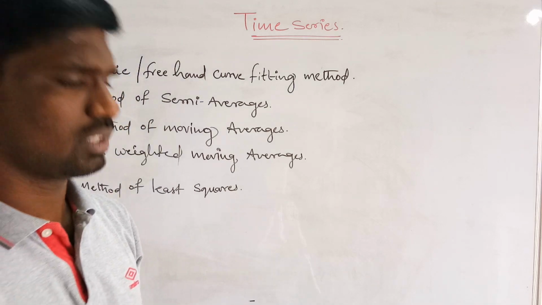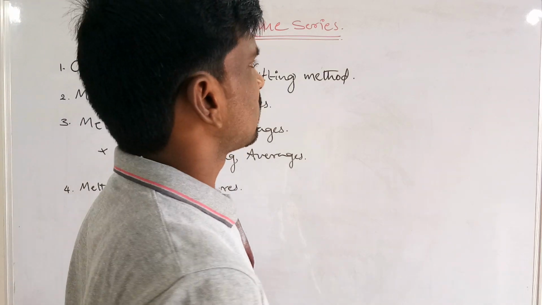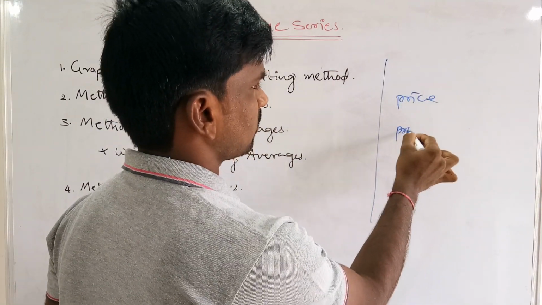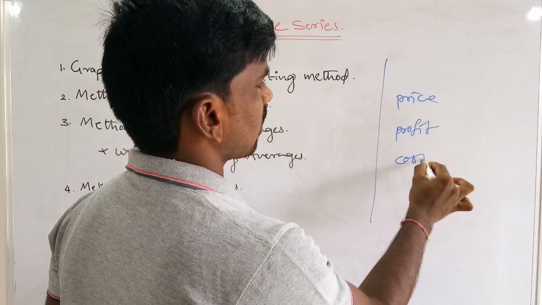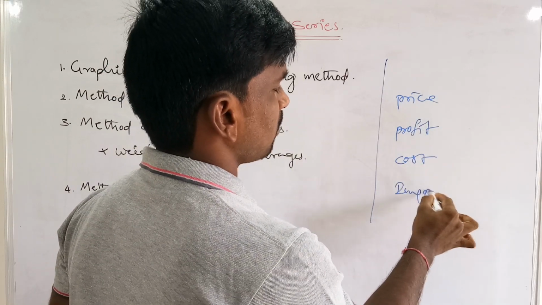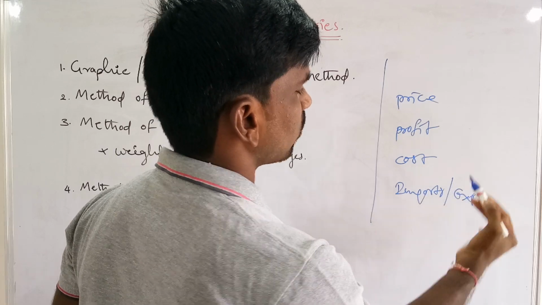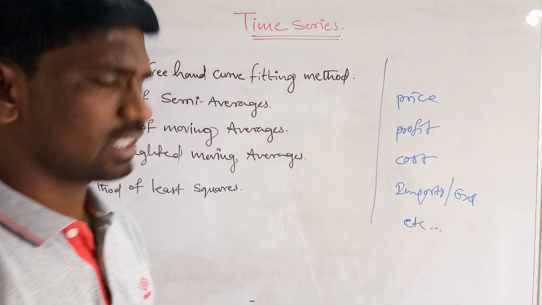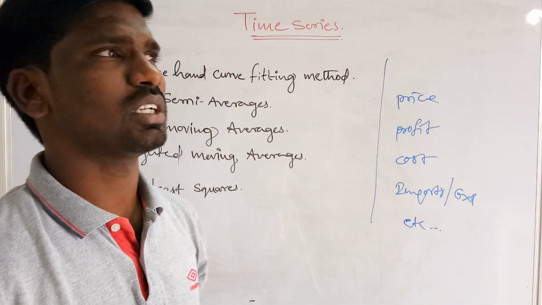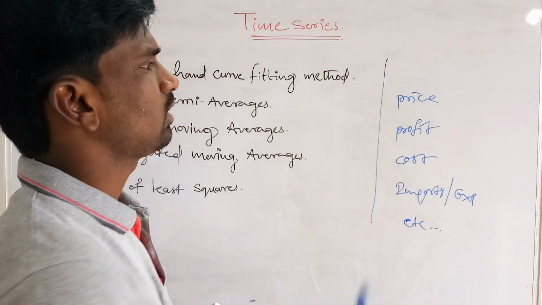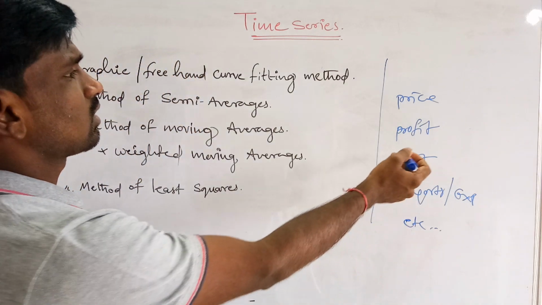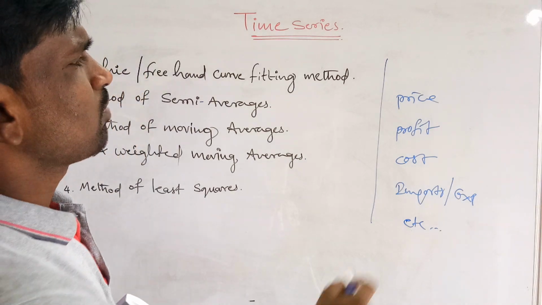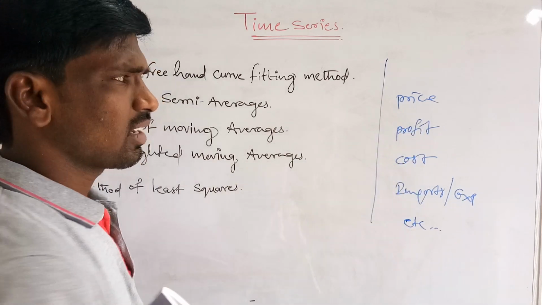Here, the factors we know are price, profit, cost, imports and exports, etc. All these factors relating to business, commerce and economy, the national income also, are relating to business, commerce and economy subject. So all these factors are affected by time.